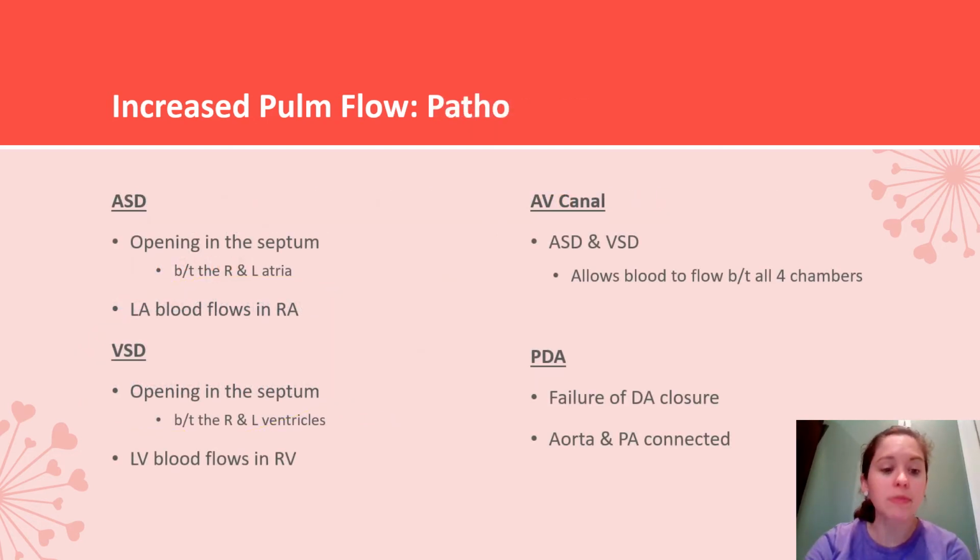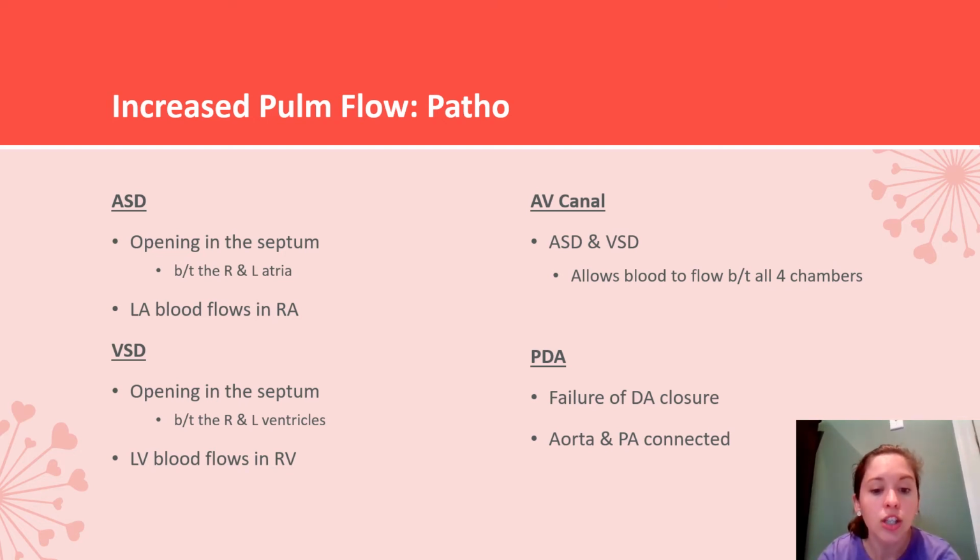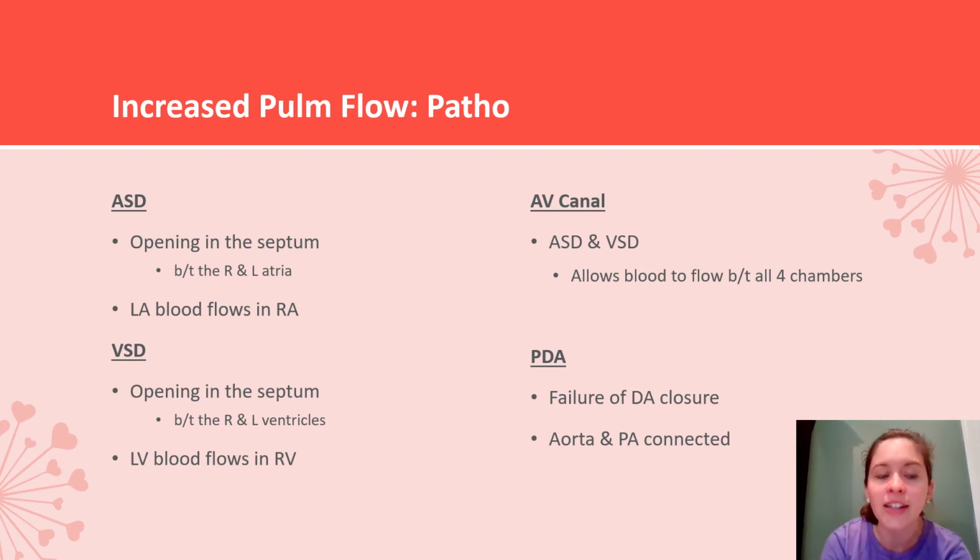Here are the 4 types of defects listed. So we've got ASD, or atrial septal defect, VSD, which is ventricular septal defect, AV canal, which is an ASD and VSD together, and then we have PDA, which is patent ductus arteriosus. So this slide does a good job of breaking down the defects, but I'm going to draw the defects here in a second.